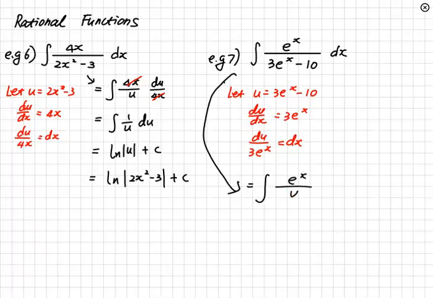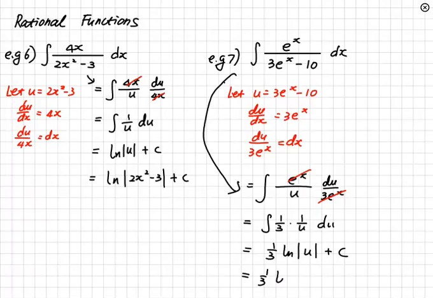So the bottom one is u, and my dx is du on 3e to the power of x. And you can see that e to the power of x is cancelled. And what we have here is now 1/3 times by 1 over u du. So it's 1/3 ln absolute value of u plus c. Now again, you're going to replace the u with what you have set up in the beginning and plus c.